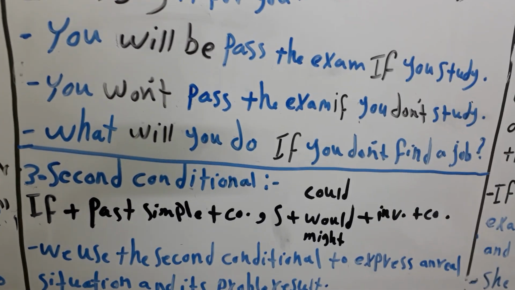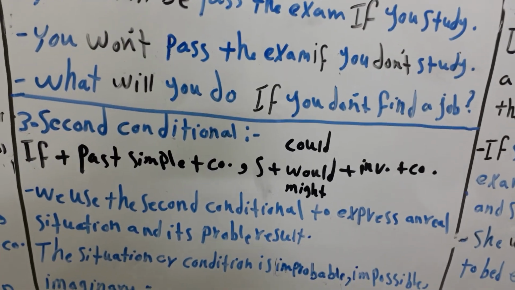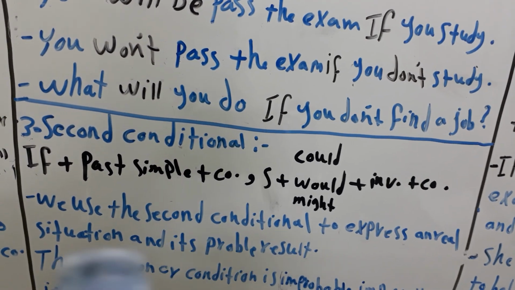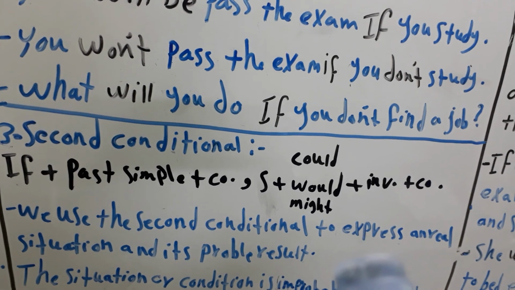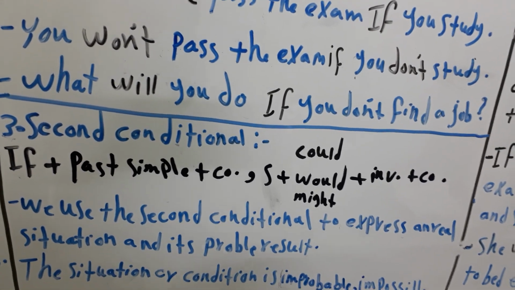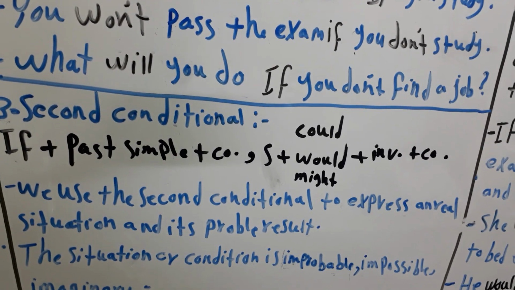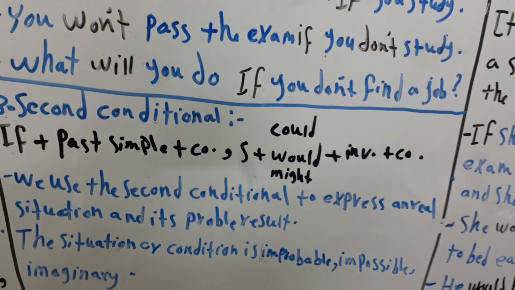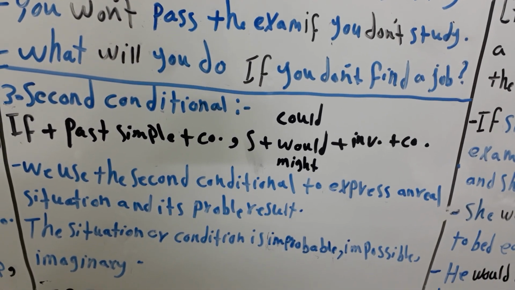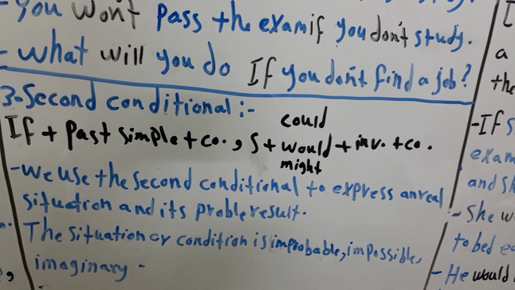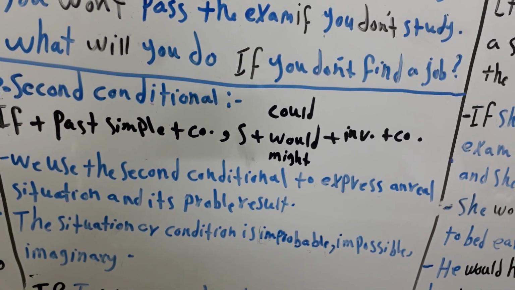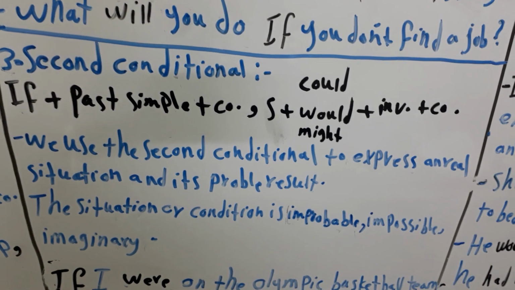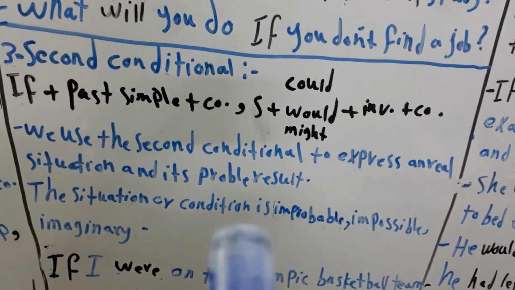Now I will talk about the second conditional. The second conditional is used to express an unreal situation and its probable result. Okay, we use the second conditional to express an unreal situation and its result. The situation or condition is improbable or impossible, or we can say imaginary. So we will see that in this example.